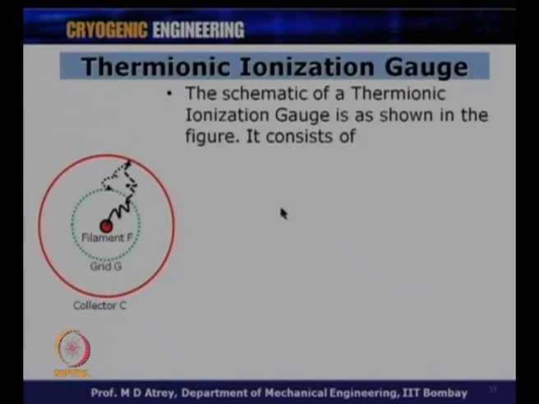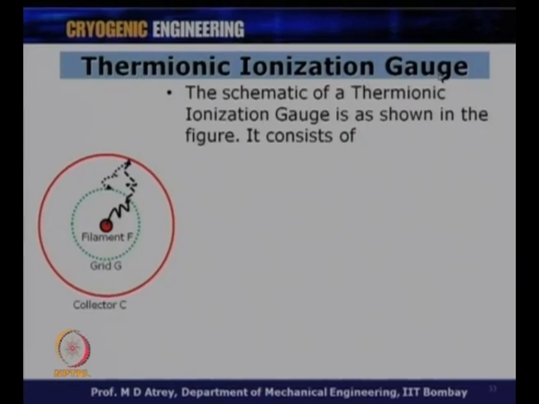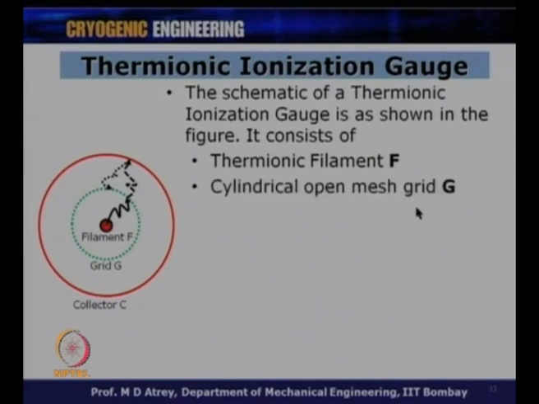So, the principle of its working is the thermionic ionization gauge. The schematic of a thermionic ionization gauge is as shown in the figure. It consists of 3 elements: a thermionic filament F, a cylindrical open mesh grid G, which you can see has a mesh kind of structure with some porosity, and then an ion collector C, and the residual gas will be around over here.